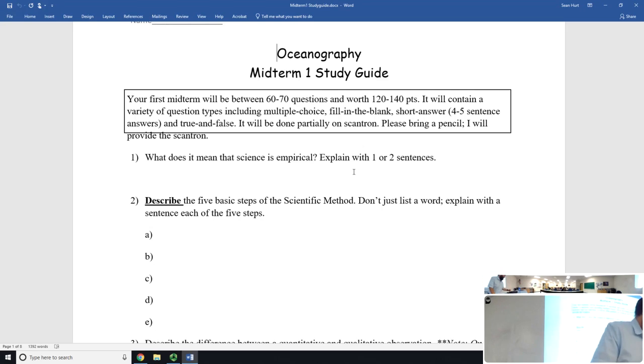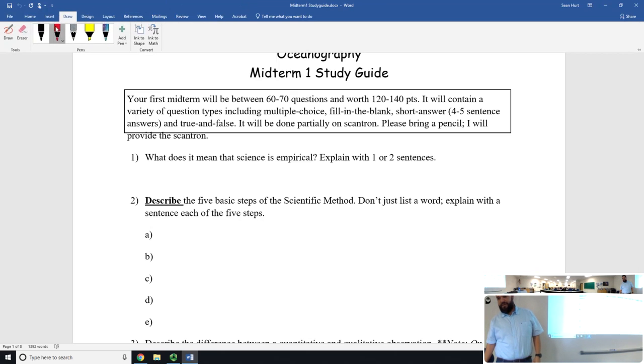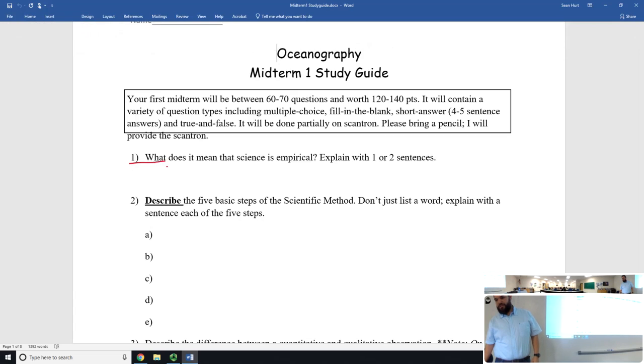So anyway, without any more ado, I'm going to get right into this and we're going to go over these questions. So first one here is, what does it mean that science is empirical? All that means is that the word empirical means it's based on observation. If I ask that on the test, you just want to say it's based off of observations. Those are things that you actually encounter with your five senses that we can detect about the physical universe. So that's all you need to say for that.